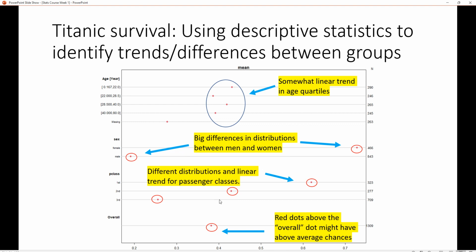We're not sure what this range is. We're just looking at the center. We don't know if a likely range of values might cross over into this overall level. But we'd probably feel pretty confident in saying that first class passengers have a much better rate of survival.